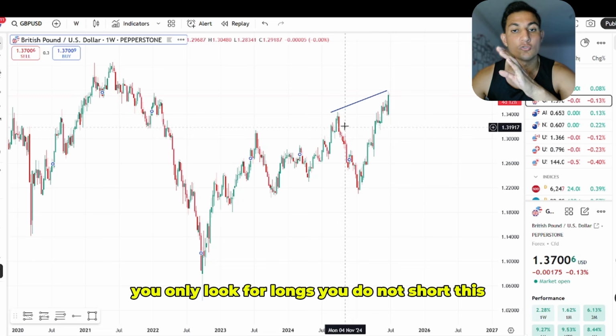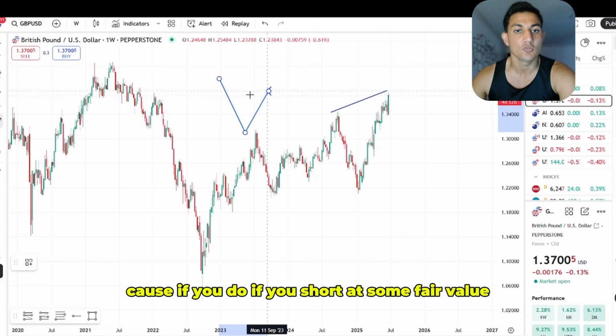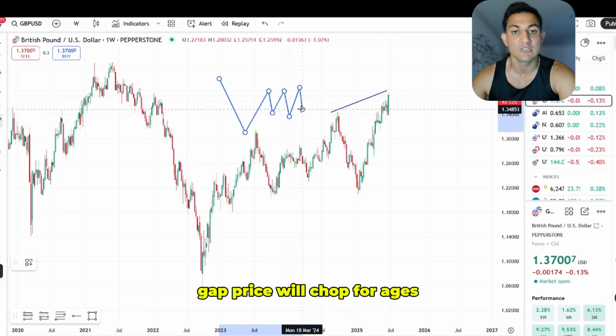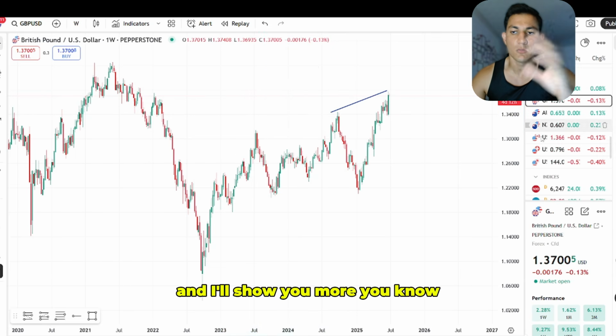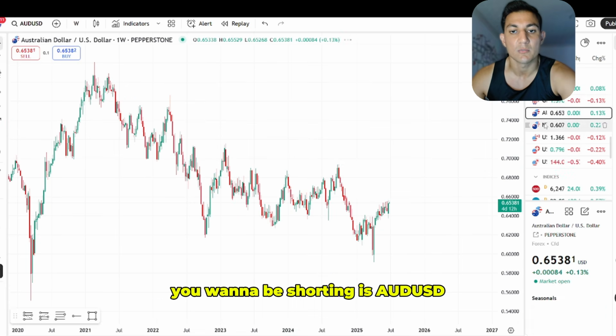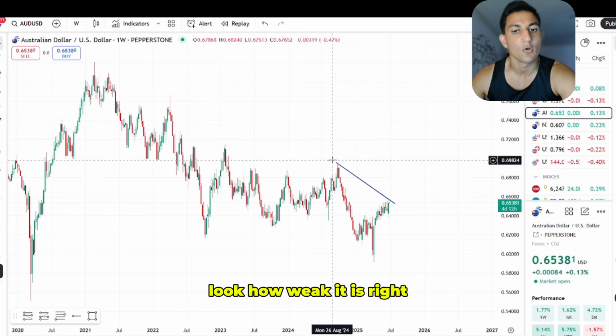You only look for longs. You do not short this, because if you short at some fair value gap, price will chop for ages and it will go and take out your stop loss, right? The only currencies, and I'll show you more analysis later on, but the only currency you want to be shorting is AUD USD. Look how weak it is, right?